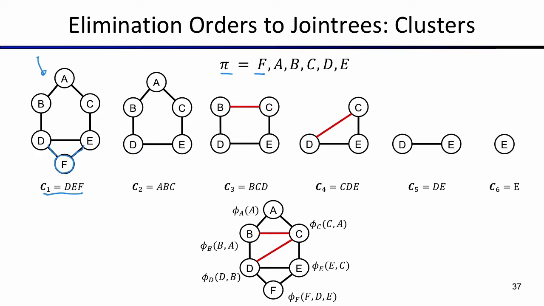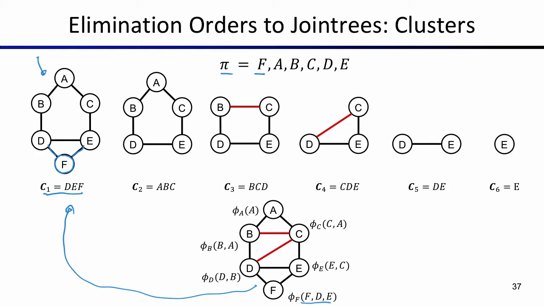In fact, if we look here on the bottom, we see that we have this factor phi f here, mentioning the three variables d, e, and f. So in order to eliminate f, we will have to create one cluster first with d, e, f, and later on we're going to eliminate f and generate one factor that mentions only d and e. So this is the first step.